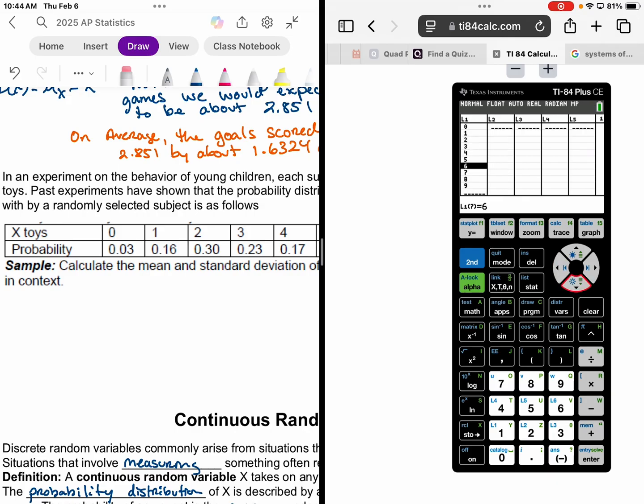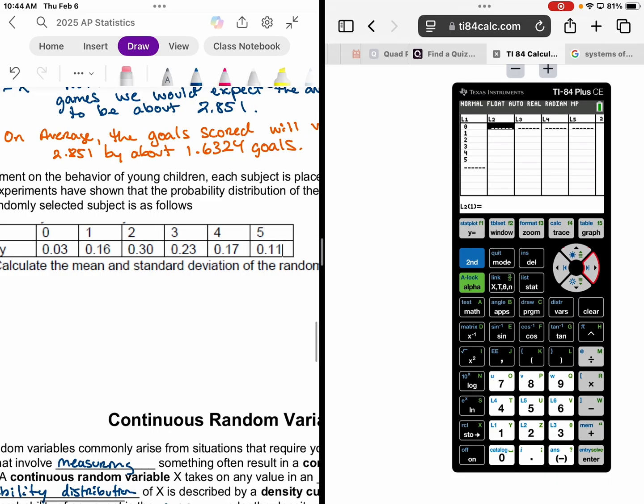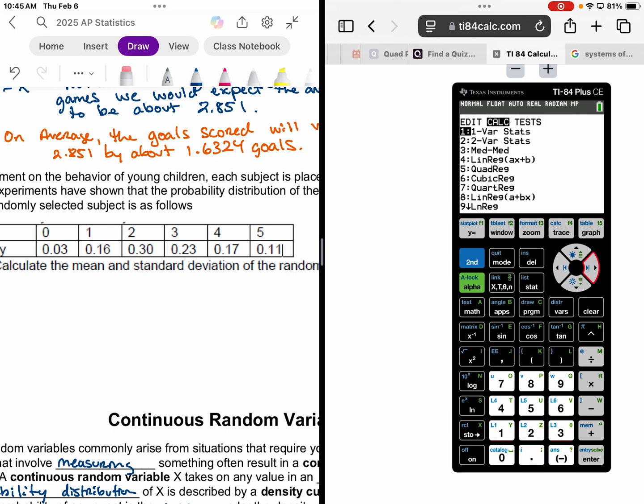And then I'm going to go to here. 5 was the most, so there we go. Already got the 0, 1, 2, 3, 4, 5 in there. Stat, calc, 1-var stats, set up the same way I just did it. L1 for my X values, my probabilities are in L2. Sweet. And here we go.